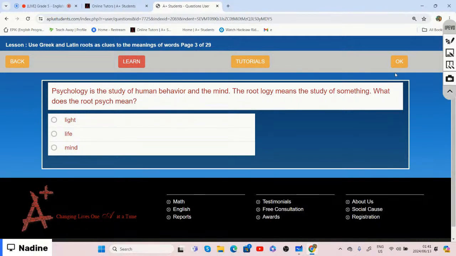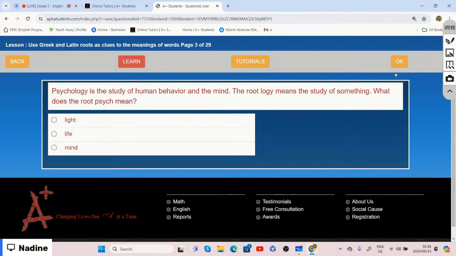Psychology is the study of human behavior and the mind. That's psychology. The root logi means to study, the study of something, right? What does the root psych mean? Does psych mean light? Does psych mean life? Or does psych mean mind?